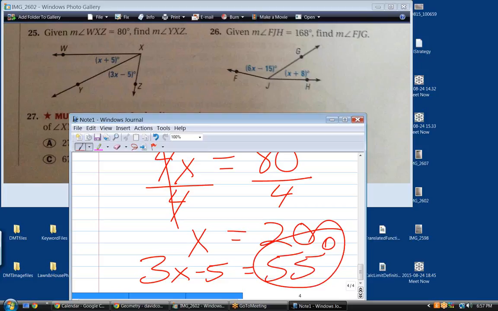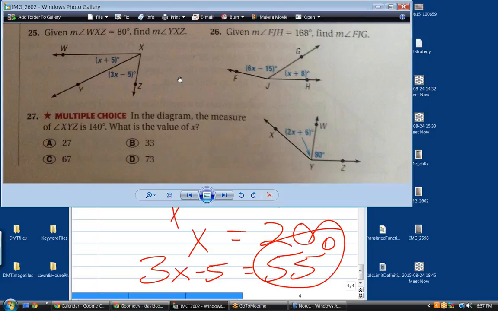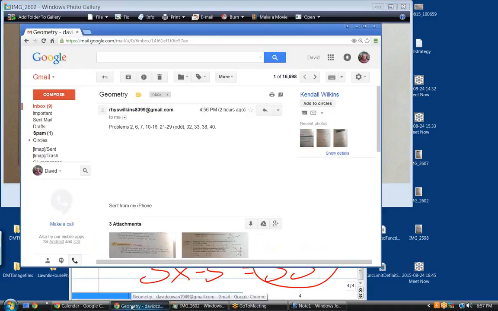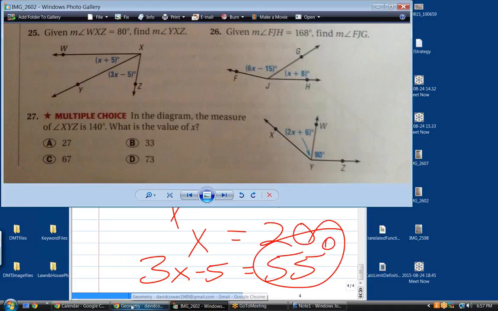So that angle is 55 degrees. And this is very, very traditional, typical geometry. This kind of stuff you're going to need to know when you take the ACT test, all that good stuff. This is a very classical geometry problem. And like I said, half of geometry ends up being algebra. Okay, let's see. What was next here? 27.